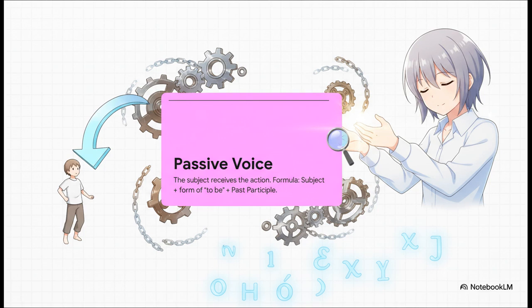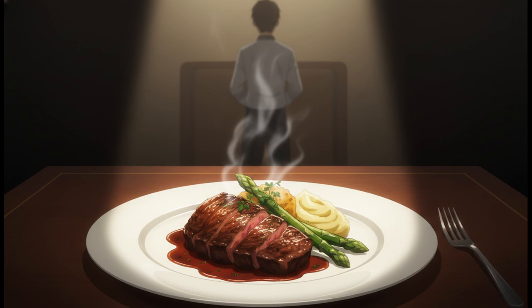With the passive voice, we totally change our focus. The subject of the sentence isn't the one doing anything. Nope. The subject is the one receiving the action. So our sentence becomes, the meal was cooked. All of a sudden, the meal is the star. The focus is on the result, not who did it. And that little part, by the chef, you can add it if you want, but often the whole point of using the passive voice is that you can just leave it out.